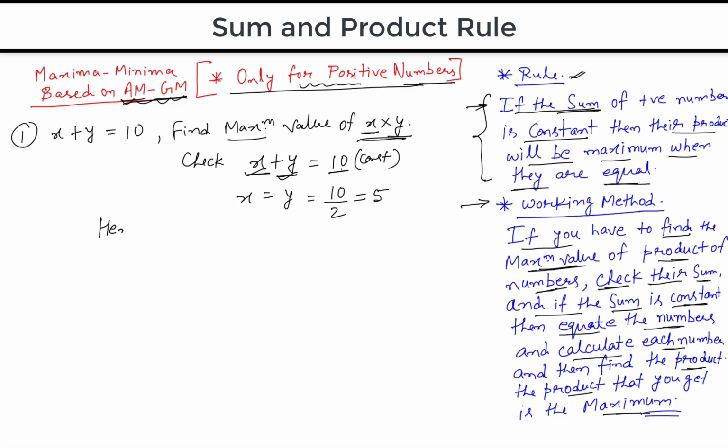Hence, straight away, the maximum value of x into y is equal to 5 into 5, and that is 25.